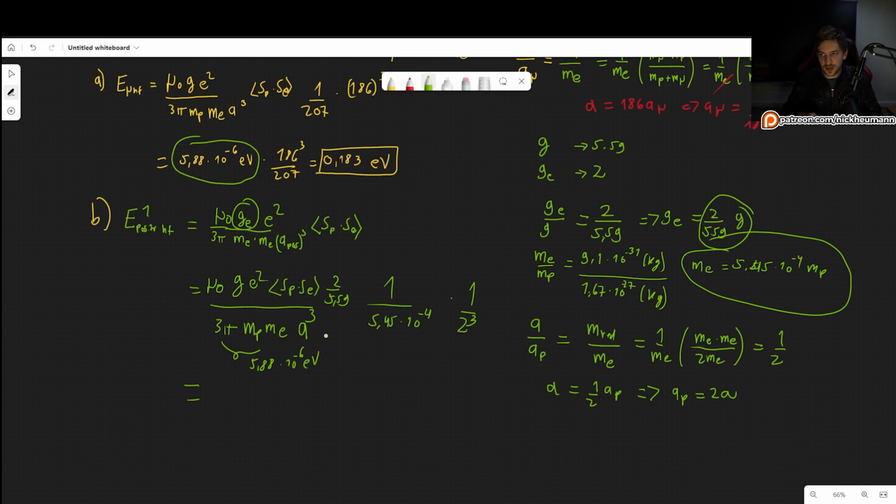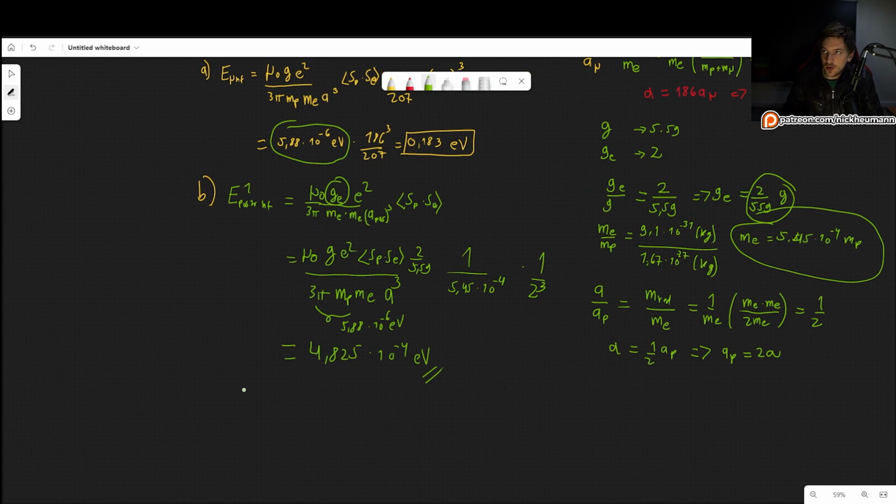This is the way where we save ourselves the most trouble. So 5.88 exponent minus 6 times 2 divided by 5.59. Then we divide by 8 and then divide by 5.45 exponent minus 4, which gives us about 4.825 times 10 to the minus 4 electron volts. So in the final case, let's go to C.